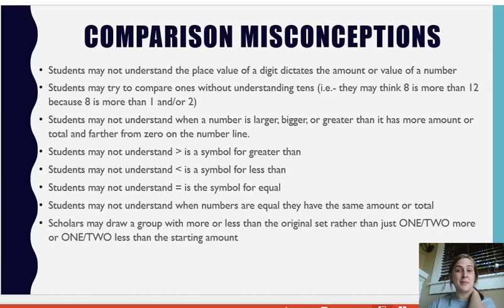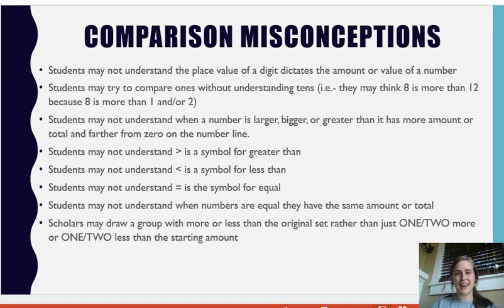So students may compare and not understand place value, so they may think that 12 and 21 are the same number. A lot of times kids do confuse 12 and 20 because they both have the 2 in them, but they don't understand that where that 2 is indicates the value of that number.